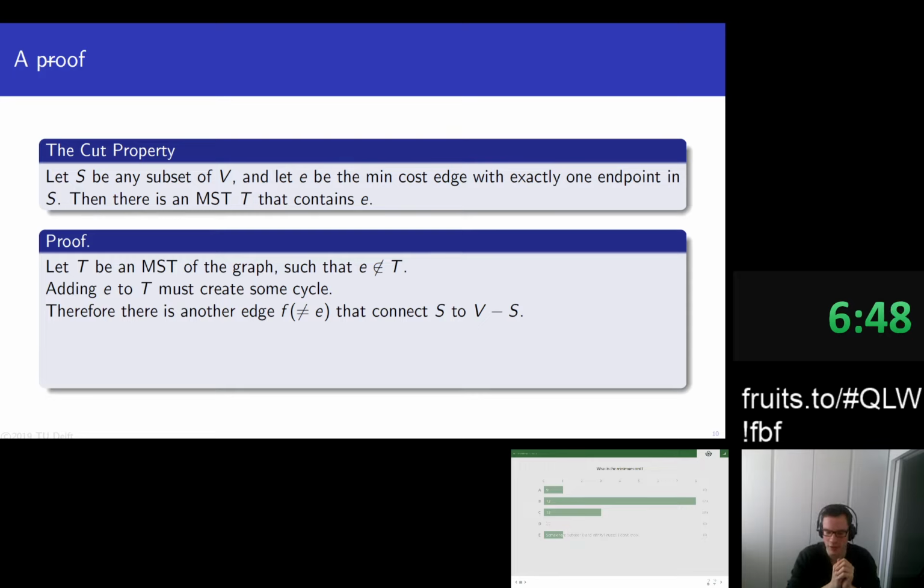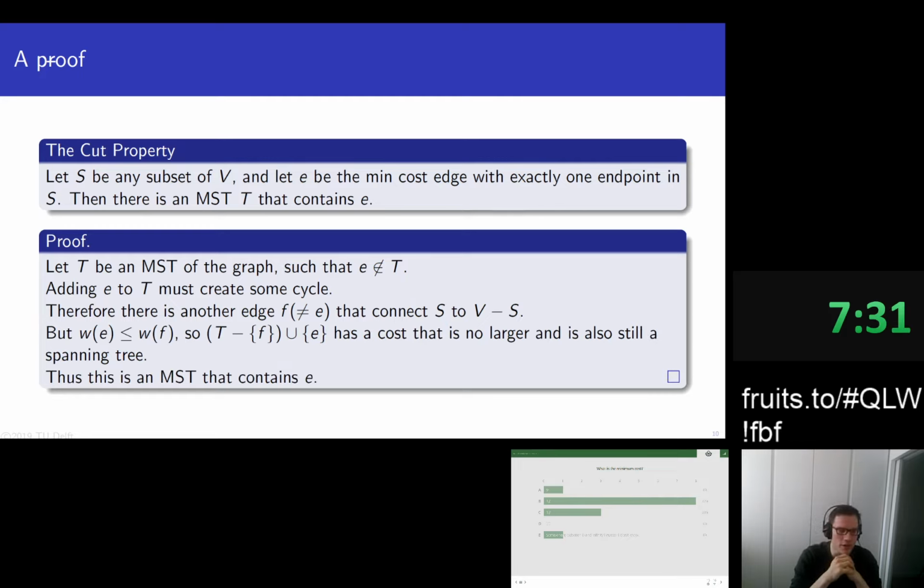Or another way to think about it is we have this subset S. Inside S, we must be spanning all the nodes. Now we have an edge leaving it that's not in the MST, yet this subset must be connected to the other nodes in an MST. So there must be another edge leaving this subset S. So if we have one going out and another going out, then two of them are going in. So we must have created some cycle, which means that there's another edge F that connects this S to the rest of the vertices.